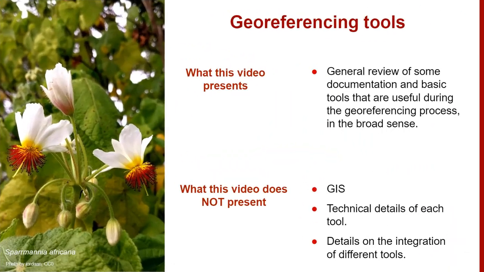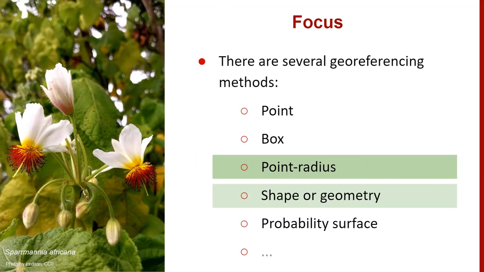This video presents a general review of some of the many tools that are useful during georeferencing, but it does not delve into the technical details of each one or the integration with other tools. Also, we're not going to discuss geographic information systems. While there are several different georeferencing methods, we will focus on two of them in particular, the point radius and the shape or geometry methods. And therefore, we will explore tools that are relevant to the use of these methods.